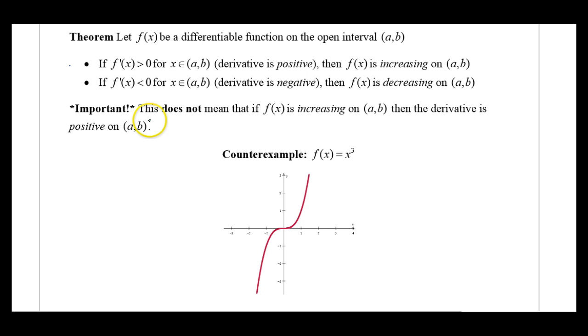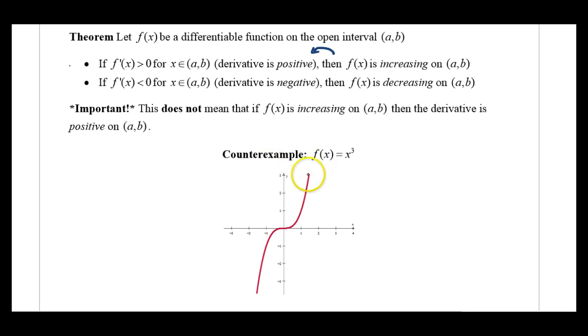But this doesn't mean that if the original function is increasing, then the derivative must have been positive on the interval. So it doesn't work this way. I have to know that the derivative is positive to know the function's increasing. But the function might be increasing and the derivative may not be positive. So here's a counterexample that shows why it doesn't work in the reverse direction.